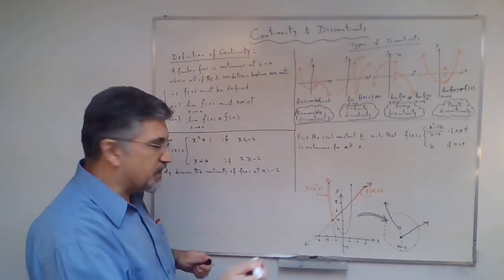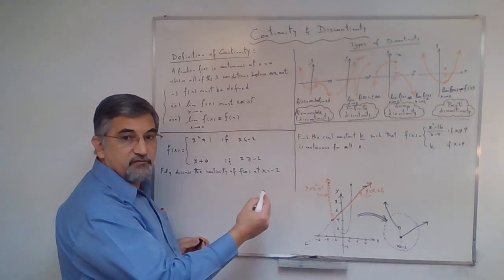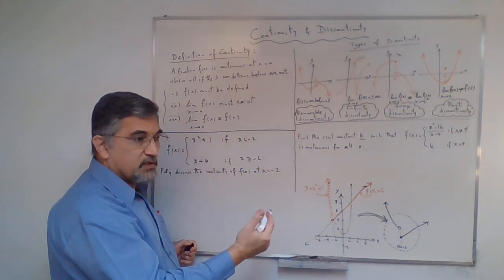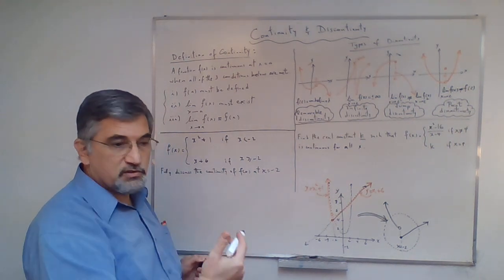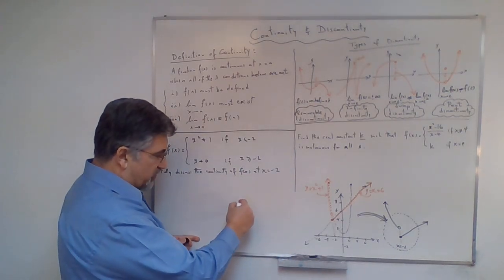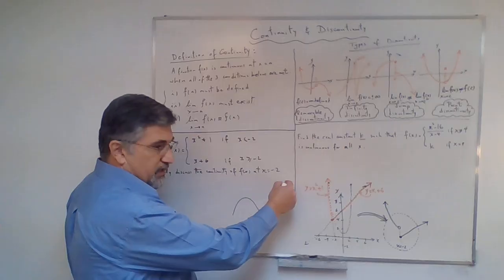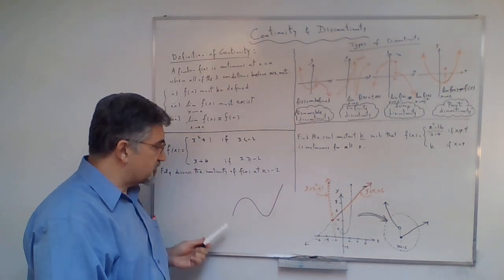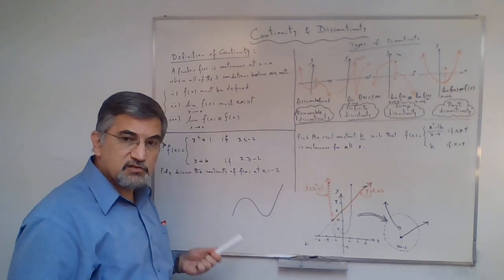Just a simple idea. If you can draw the graph of a function without taking the pen off the paper, then that means that you are dealing with the graph of a continuous function. See, for example, I'm drawing this function right here, and without taking the pen off the paper, I could draw the graph of this function. So this is actually the graph of a continuous function.